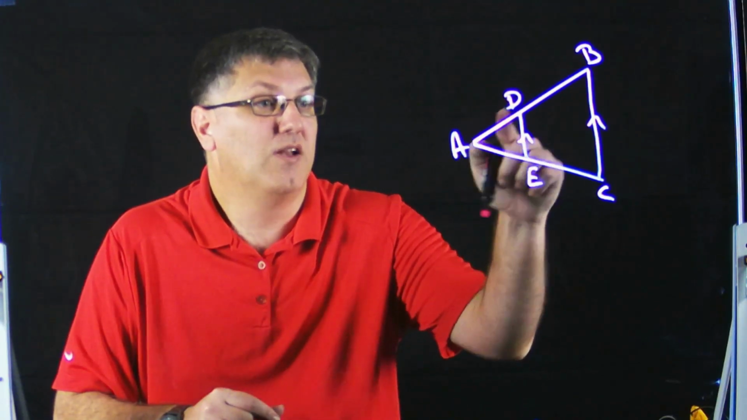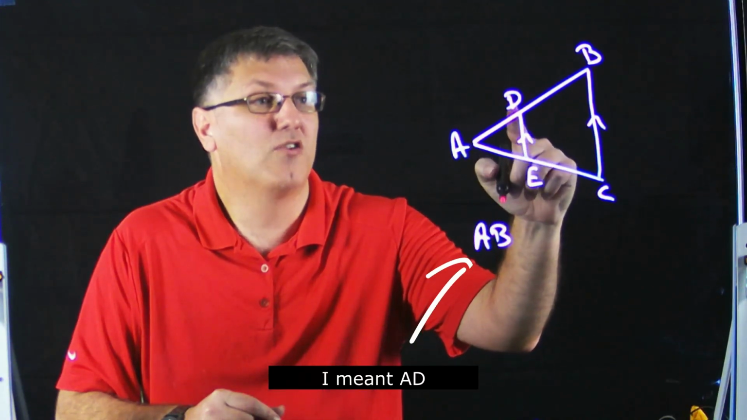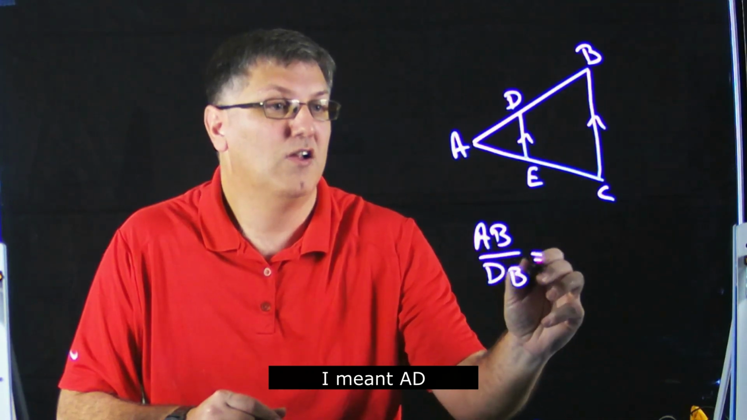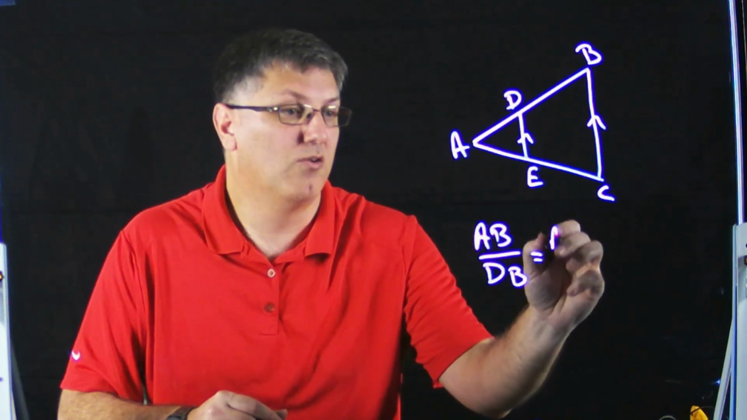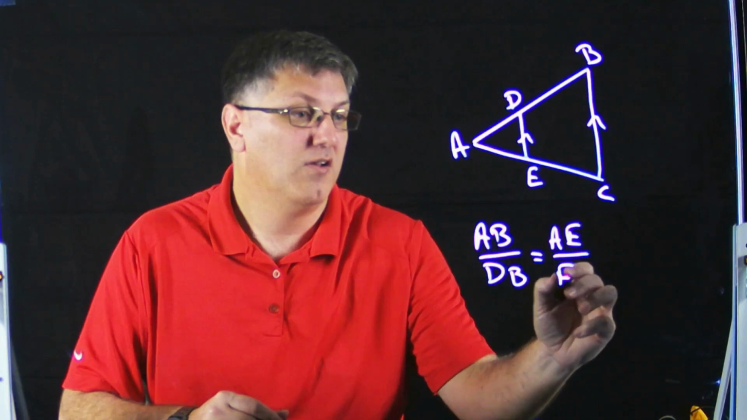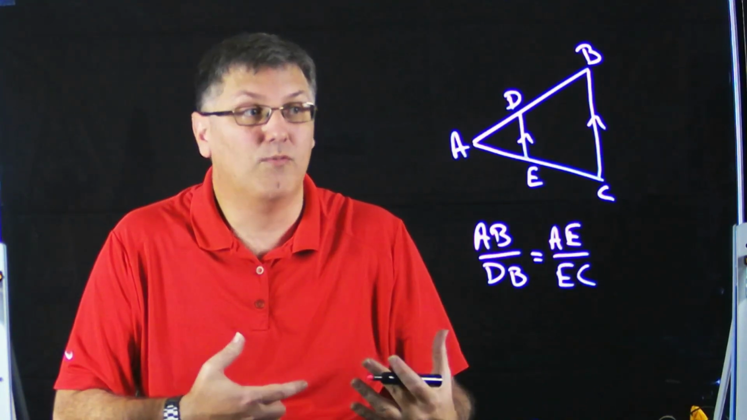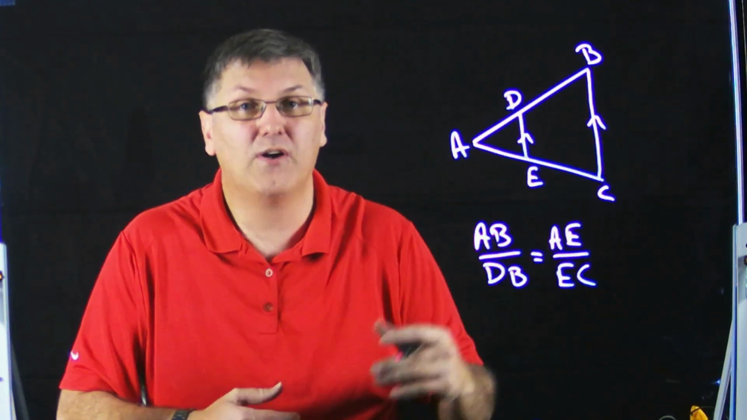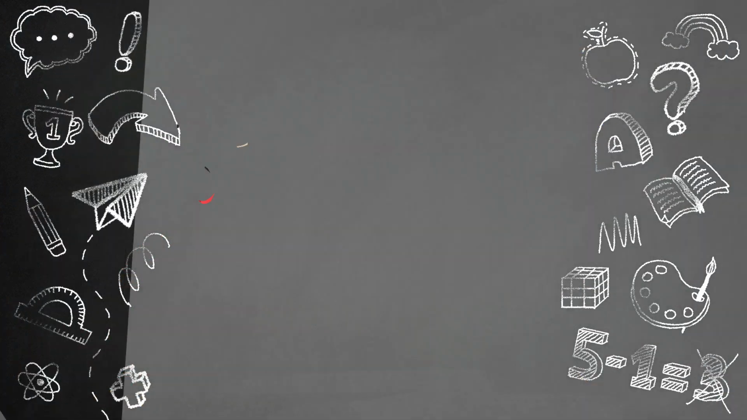If I take this segment, AD, and I divide it by the remaining part of the segment, DB, it's going to be equal to AE, same part of the small triangle, divided by EC. So it's actually much simpler to solve than what we've been doing. Now we can extend this out and we can have 4, 5, 6, 7 parallel lines, and you have to kind of work your way and pick your way through the problem itself.